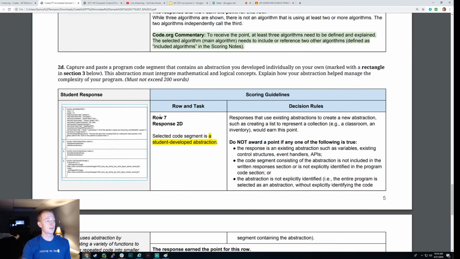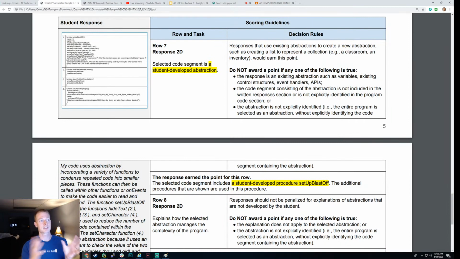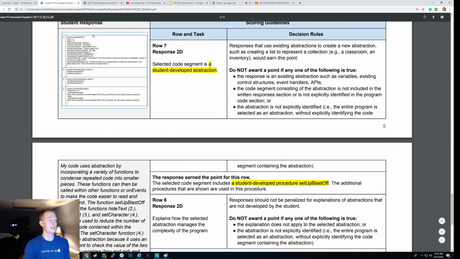All right. Remember that for row 7 and row 8, all we're really doing here is we are selecting a student-developed abstraction, not something that already exists inside the code, right? We can't say the print statement is our abstraction. We can't say that the length function of Python is our abstraction. Now, if you write an abstraction of your own and use the length function, or you use a print statement, that's okay. It's just that the abstraction you identify has to be one that you created, and it can call as many built-in stuff as you want, okay?